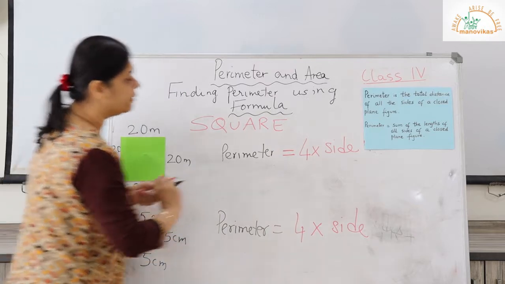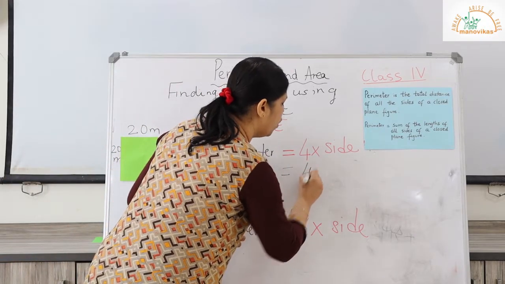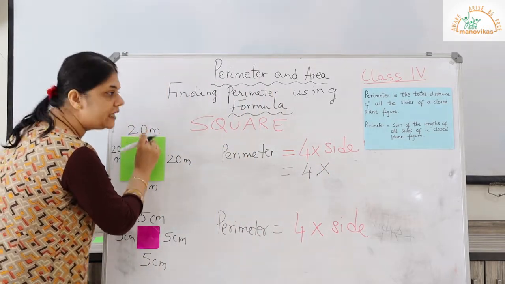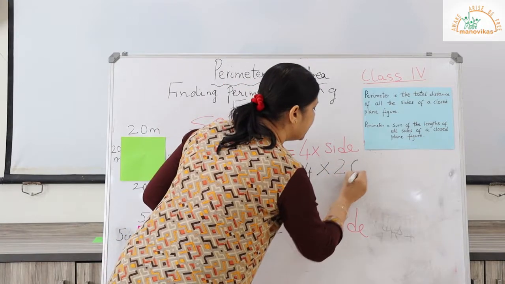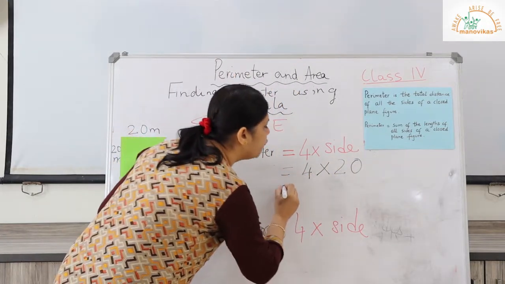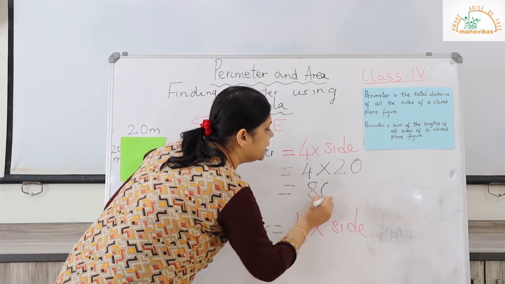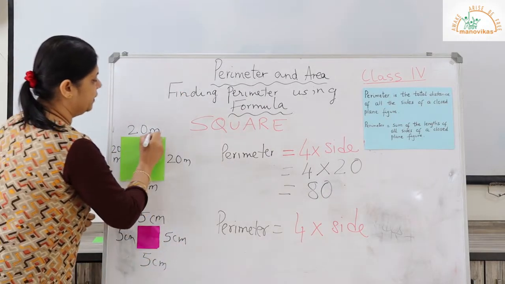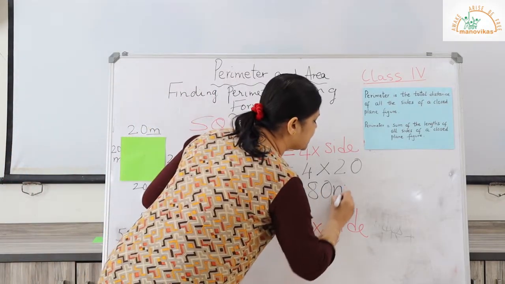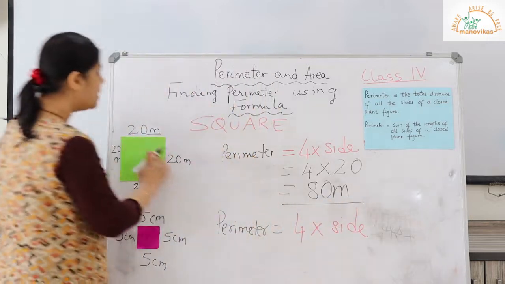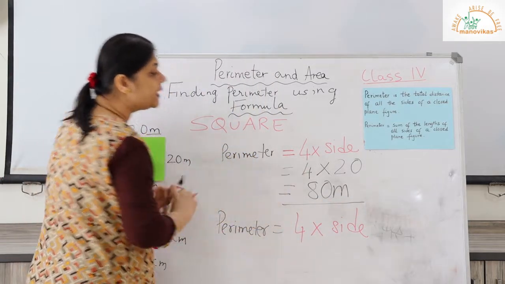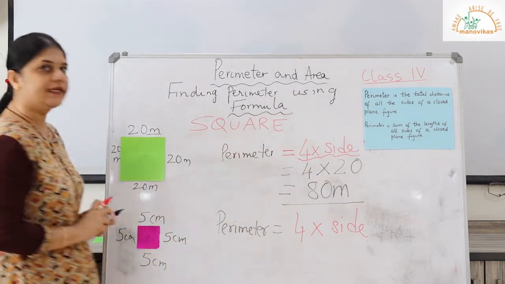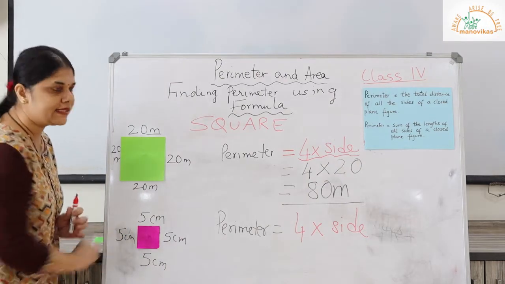Now, you are given the measure as how much? 4 are the number of sides and the length of each side is 20, right? So, 20 multiplied by 4 is how much? 80. What is the unit you are going to write, children? Meters, because the measurement is given in meters. So, perimeter of this square using this formula 4 multiplied by side will be 80 meters. Correct? Now, look at the next example.